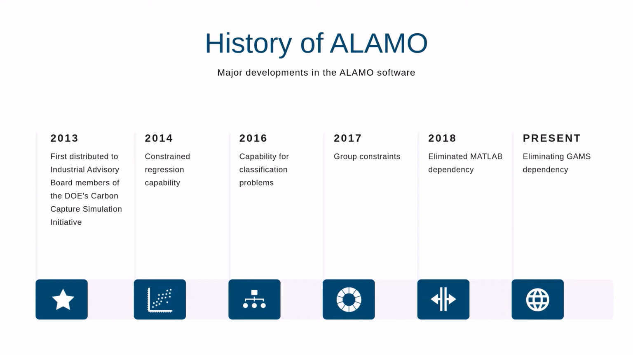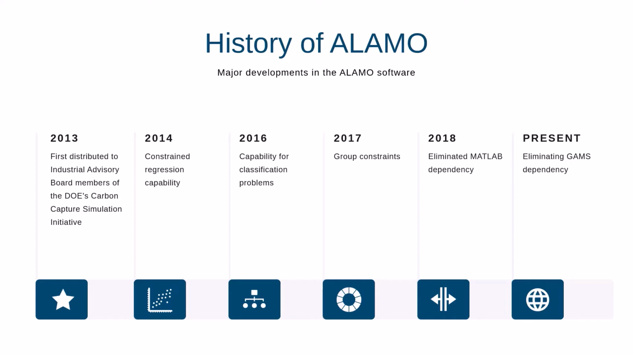This capability was first implemented in 2014. By 2016, Alamo was extended to build classification models. In 2017, we added the feature of group constraints. These are combinatorial constraints between groups of basis functions that make up the model.